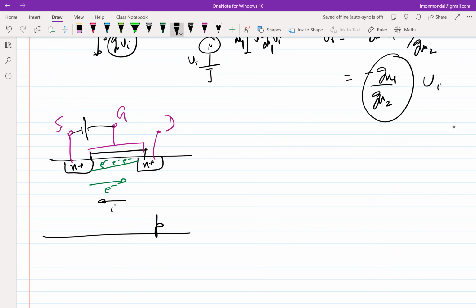Now, as it turns out, there is another type of device which has everything the same, but the dopings are different. Like wherever you have P, you have N.